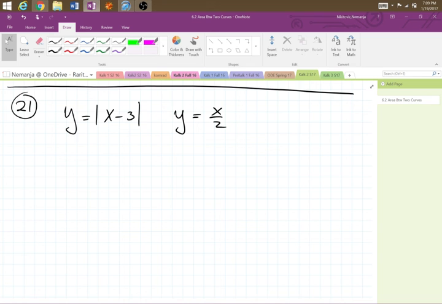So the absolute value of x minus 3 is negative x plus 3, and then x minus 3. And then we need to find where one intersects with the other. Oh, okay. That makes a lot more sense.